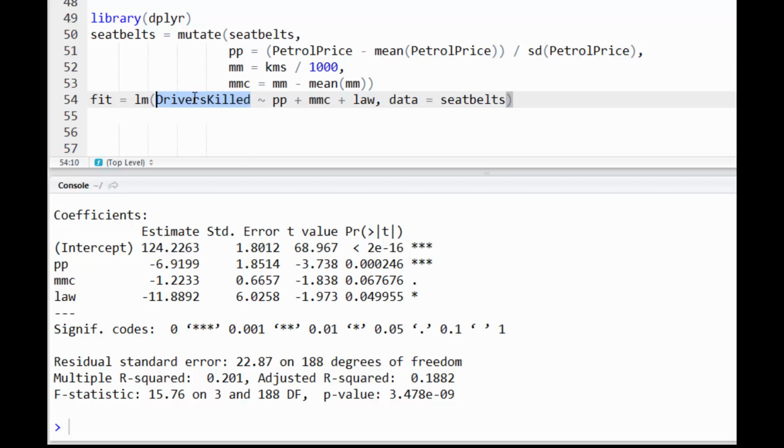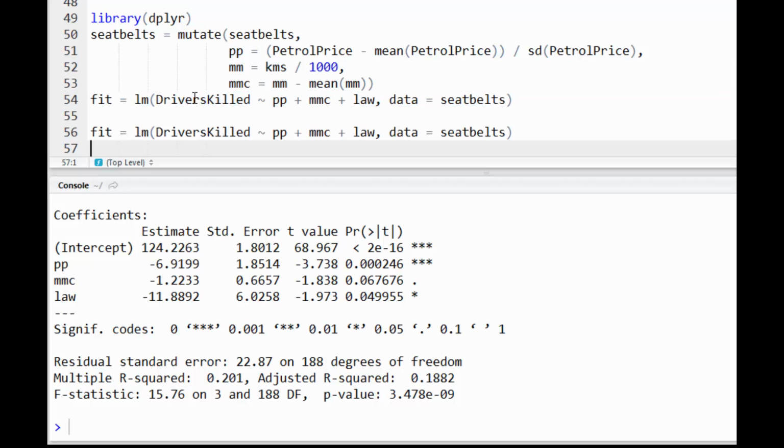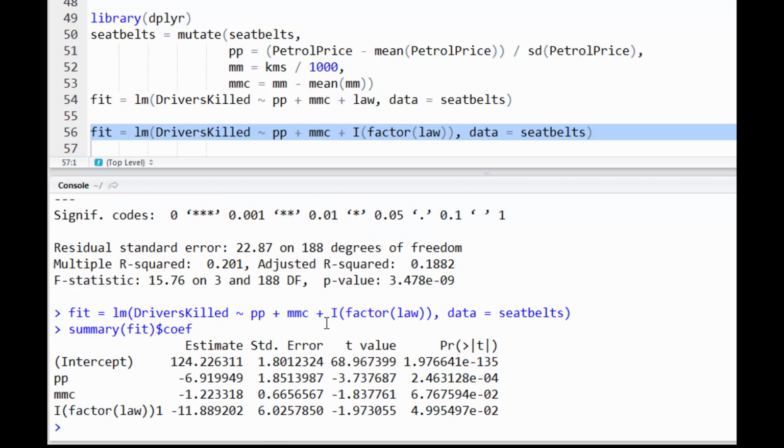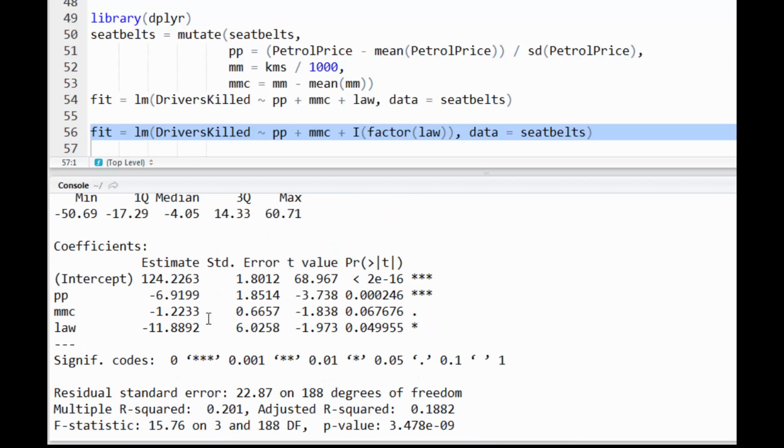I'd also like to show you how we get the same estimates if we fit law as a factor variable rather than as a dummy variable, since all that R does is create the dummy variables for you. Now I've fit the model, but I've converted the law variable to a factor variable. So R doesn't know that it's numerically 0 or 1, it just has two factors, one factor labeled 0 and one factor labeled 1. So if I do summary fit and just grab the coefficient table, notice it is the same fit.